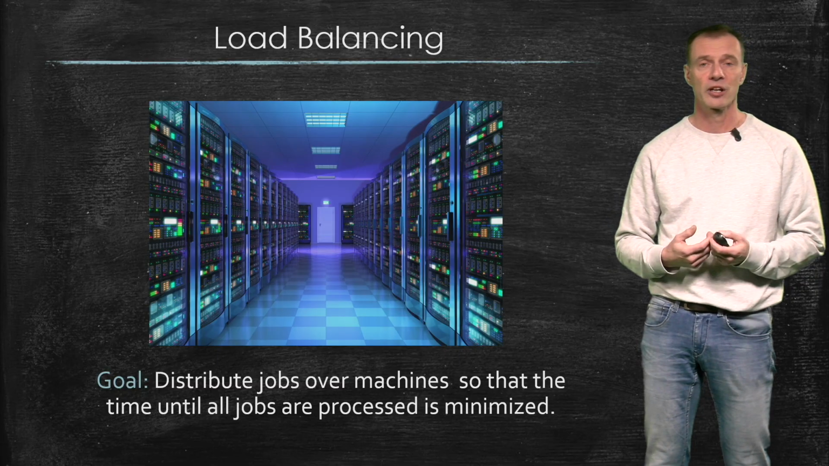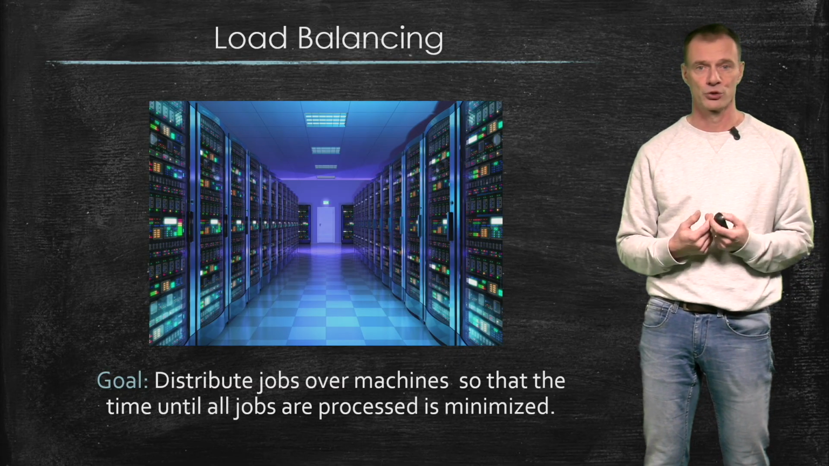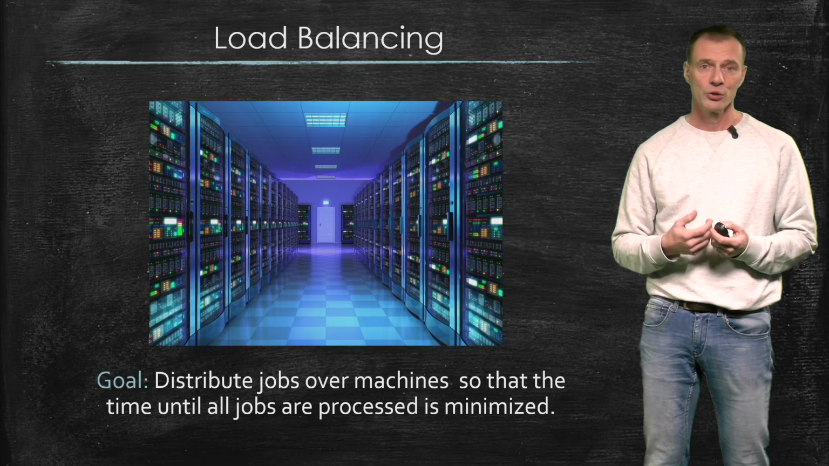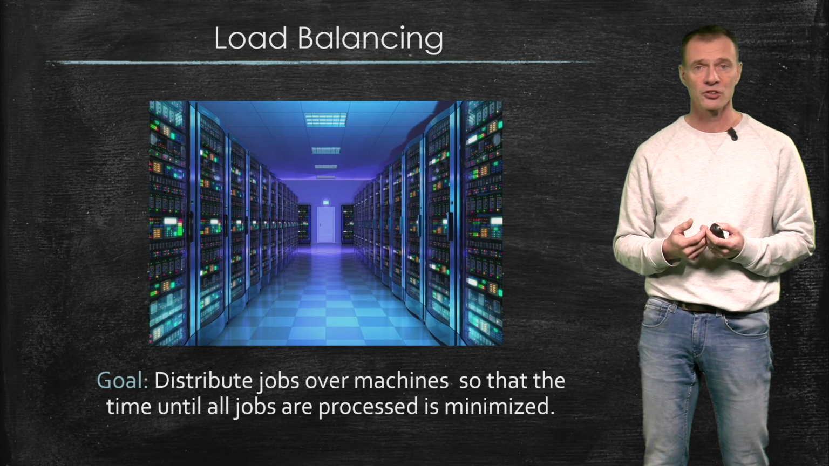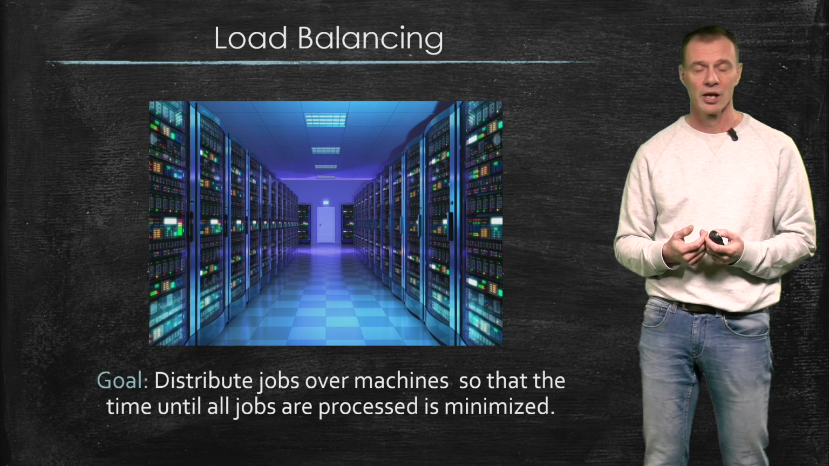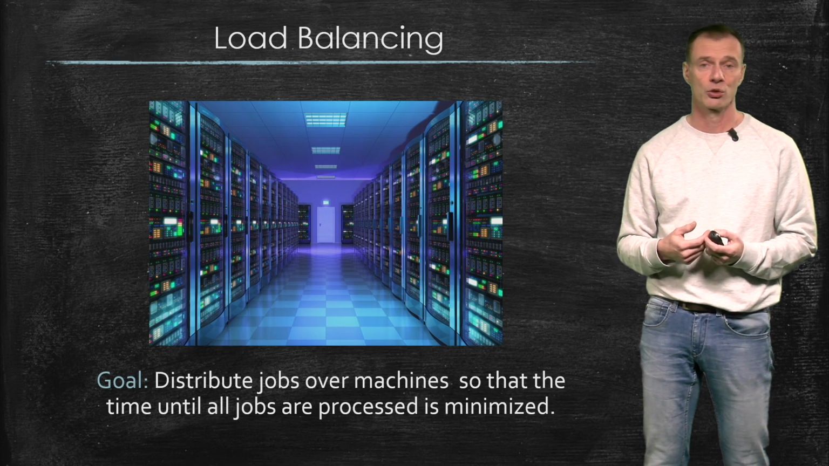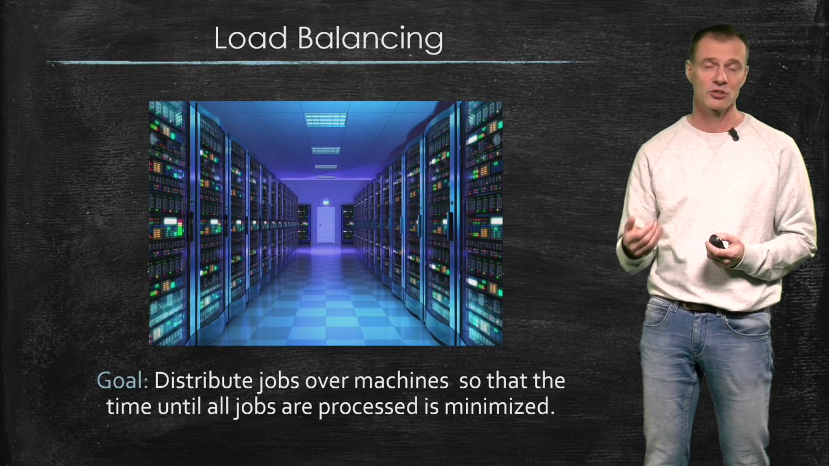So let's first look at an example. Suppose you have a server farm where you have a lot of compute servers. And now you get a number of computational tasks that you have to schedule on these machines. Of course, you want to do this in such a way that the time at which the last job, the last computational task, is finished is as early as possible.